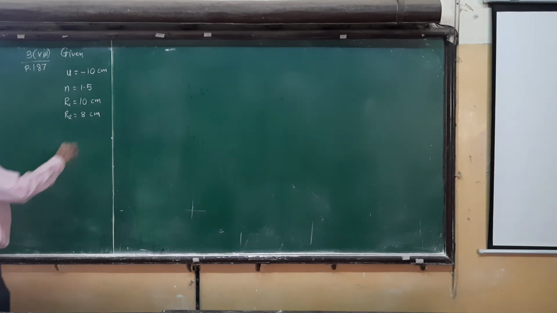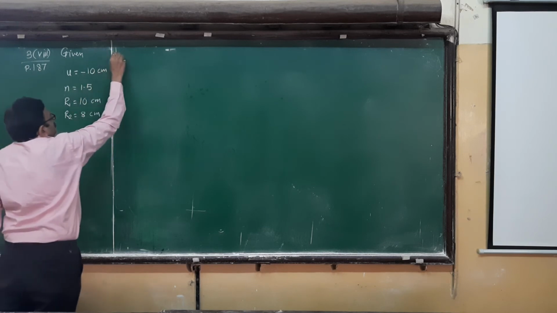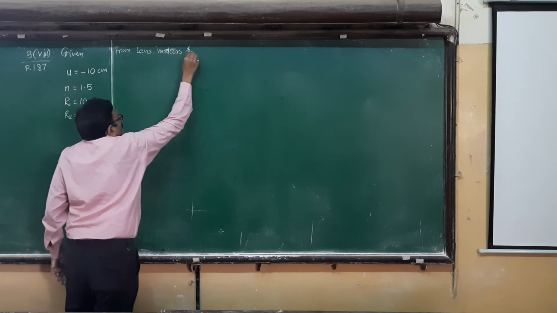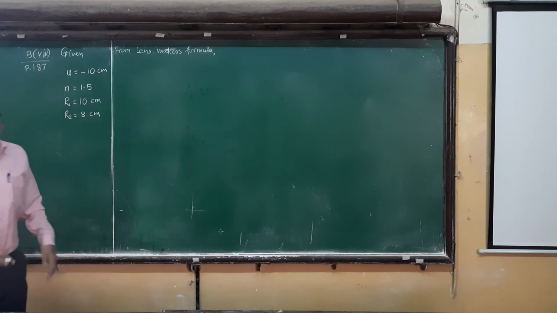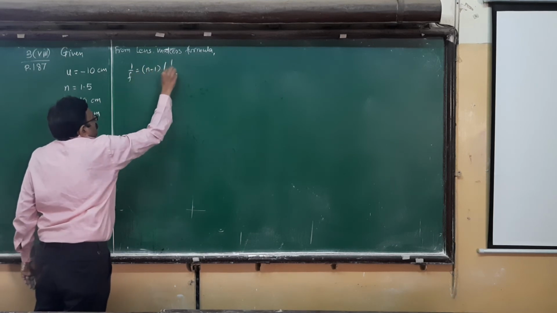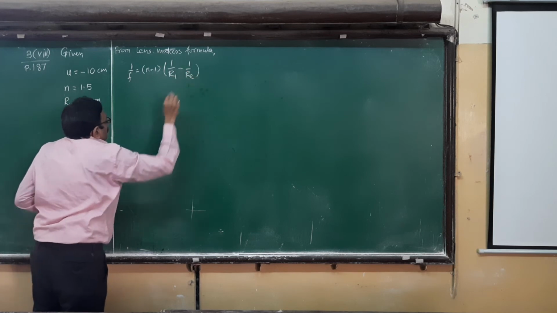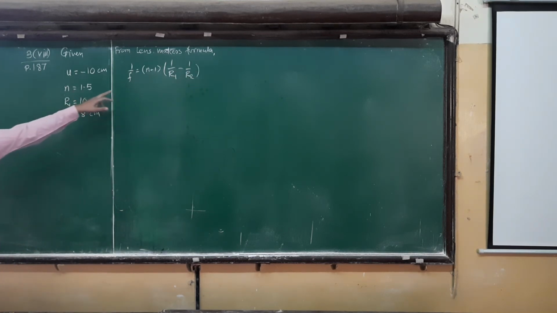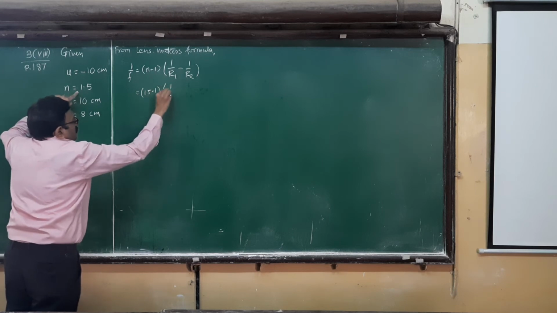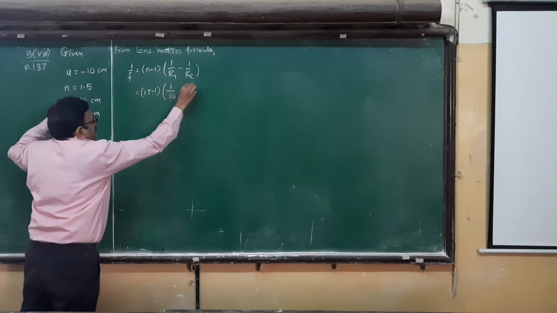Now we use the lens maker's formula. We will write like this. Lens maker's formula: 1 upon f is equal to (n minus 1) into (1 upon r1 minus 1 upon r2). We discussed this formula. Now we substitute all these values. n is equal to 1.5, minus 1, into (1 upon r1, r1 means 10, minus 1 upon r2).